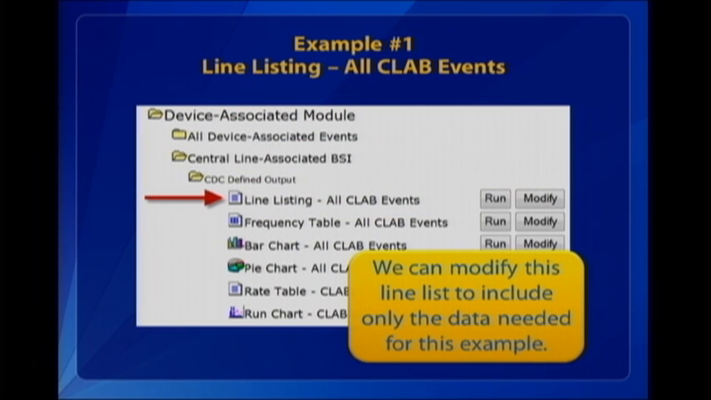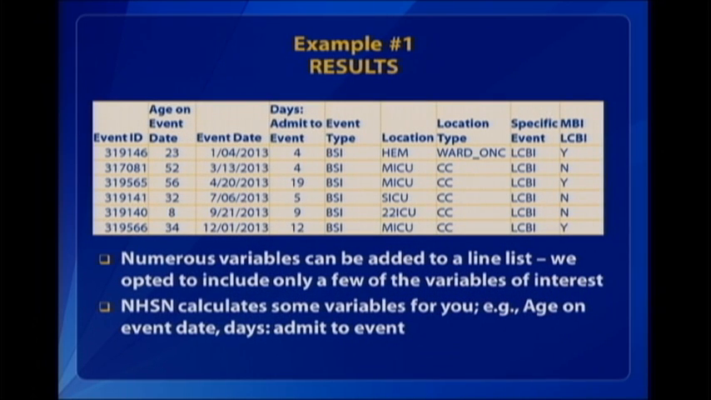So in order to look at these data, the line list we used is a standard CDC report. We went to device-associated module, then we went to the CLABSI folder and went to the first option, line listing for all CLAB events. And so we modified this, and you'll see the results. I'm not going to show you every single modification we made, but this is our resulting line list. So there's a couple of things here that I do want to point out. First of all, we do have this sorted by event date.